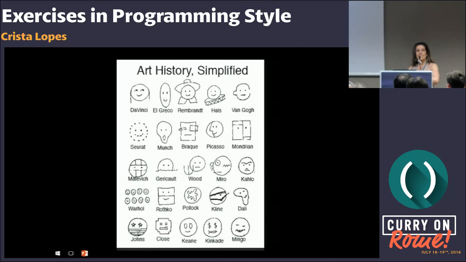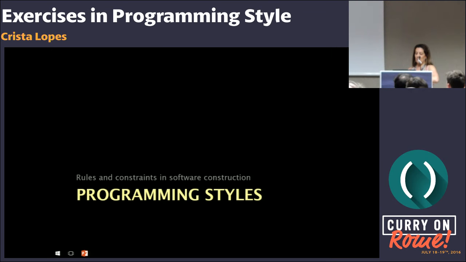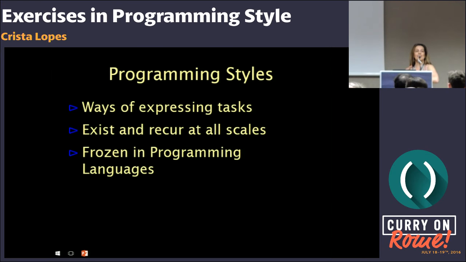So there are these styles, but there's something about what the style is. What is it that makes a style? Why is it that we can recognize these styles in code out there in the wild? And furthermore, where else do we see these things, and why are these things important?